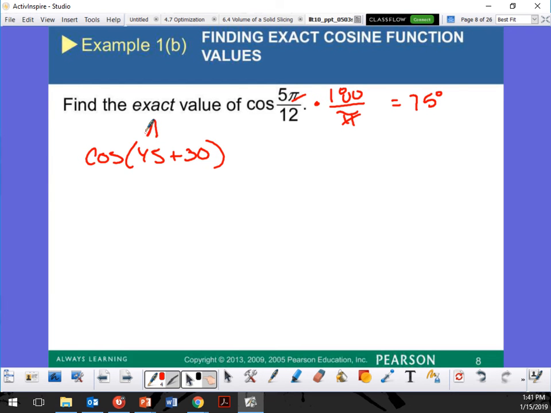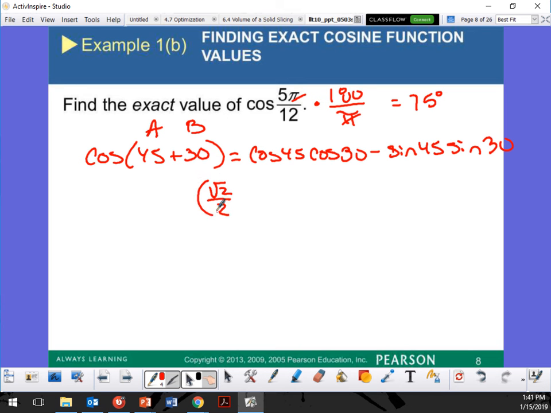So now, my A, my B, right? So this is cosine of 45 times cosine of 30. Now, what sign goes next? Minus sign, right? Very good. Minus sine 45, sine of 30. So now, from my unit circle, cosine 45 is what? Rad 2 over 2. Very good. Cosine 30, rad 3 over 2. Sine 45, rad 2 over 2. Sine 30, 1 over 2.